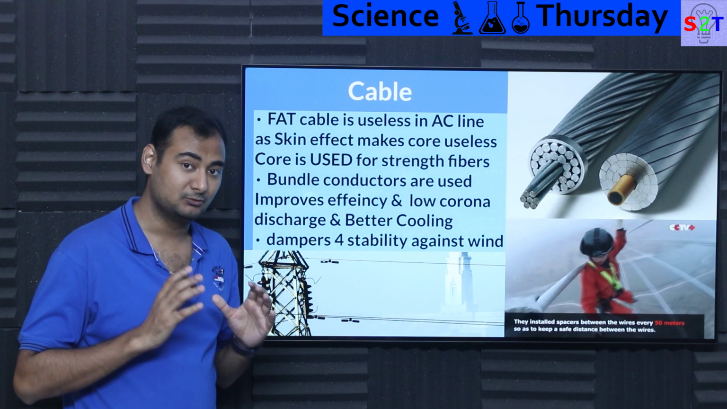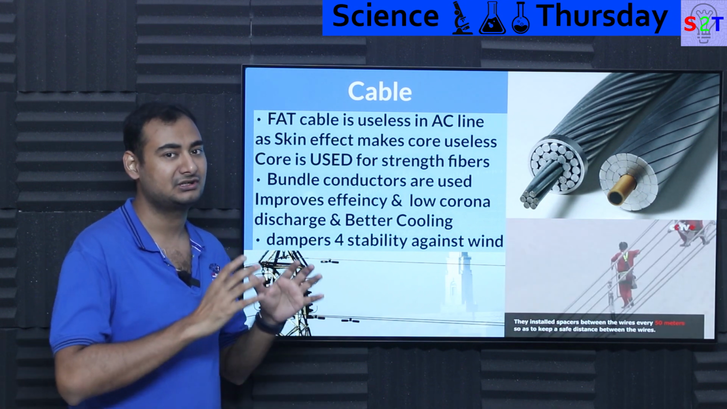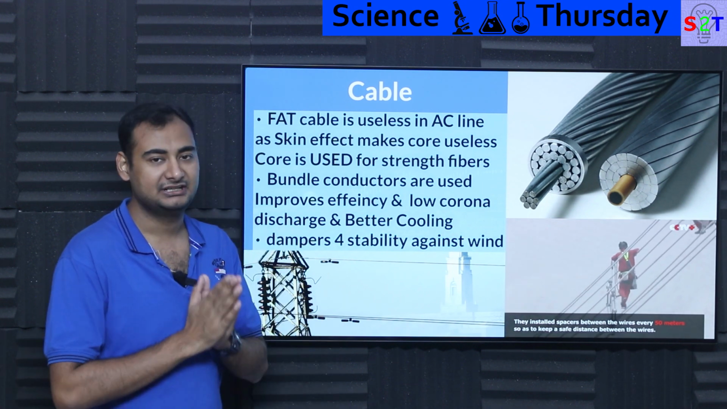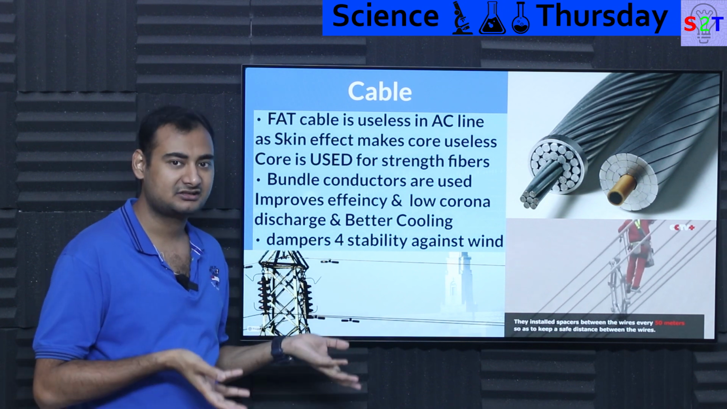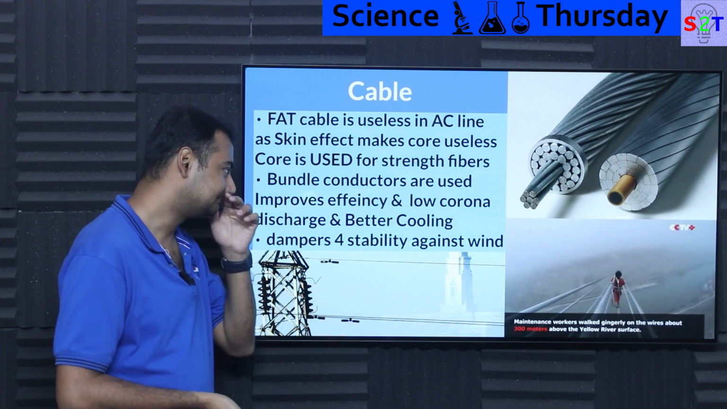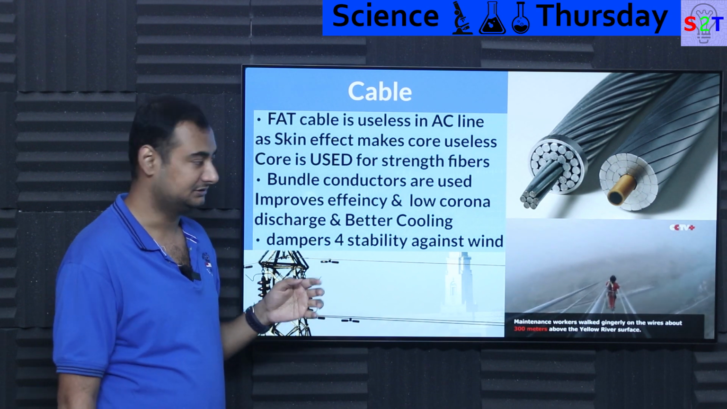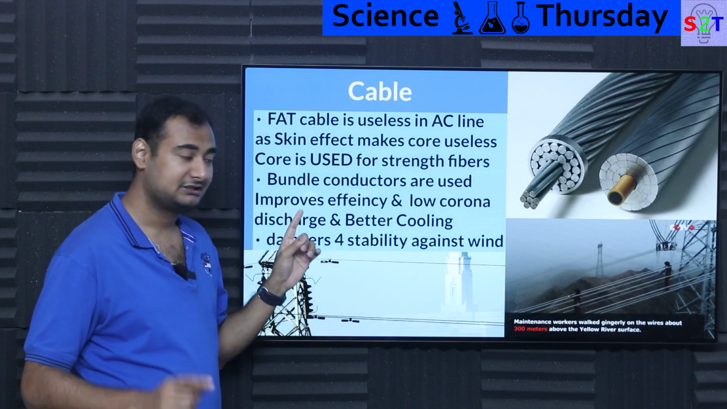So that's why we use bundle conductors. That's the only way to transmit very large amounts of AC current without losing the majority of your conductor mass to skin effect. So fundamentally, we have to use bundle conductors. It improves efficiency. Now, it also has another benefit.